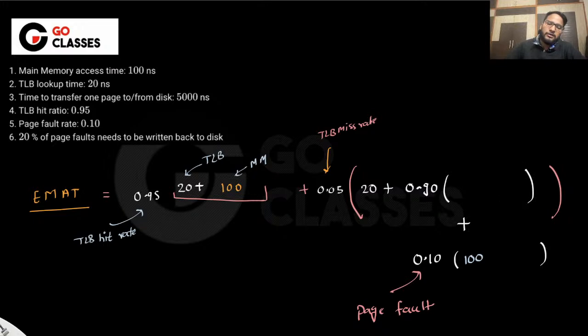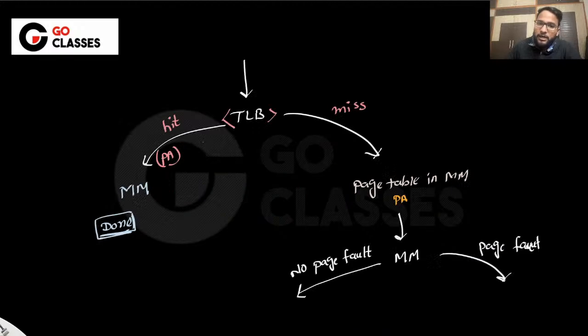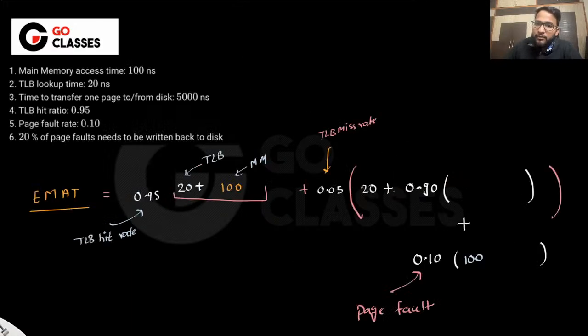So let me quickly recap what we have been doing. If there is a TLB hit, then life is very simple. That's the only time I'm going to take TLB plus main memory. If there is a TLB miss, then anyway I have spent the time for the TLB, and then I will go to the page table in the main memory. So let me write plus 100 also, right?